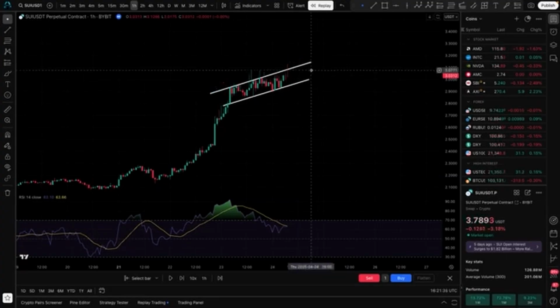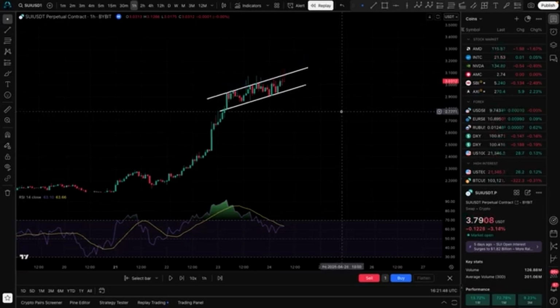And that's the most important thing, to have patience and wait for the candle to close. And if it's closing below this line, that means no entry. Let's have a look at the next candle. The candle is still closing inside this pattern. Next candle also closing inside the pattern.